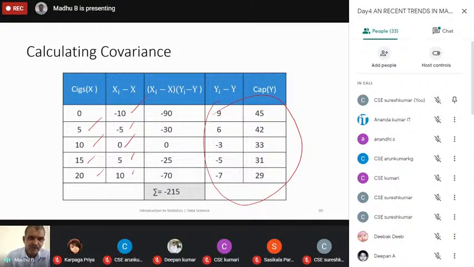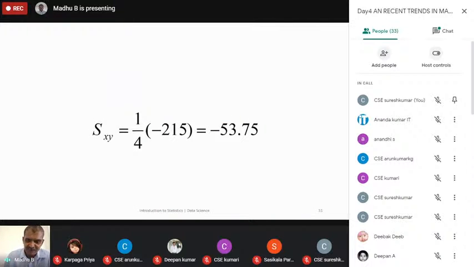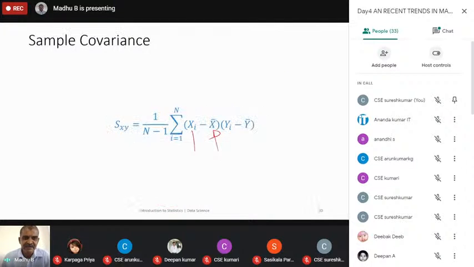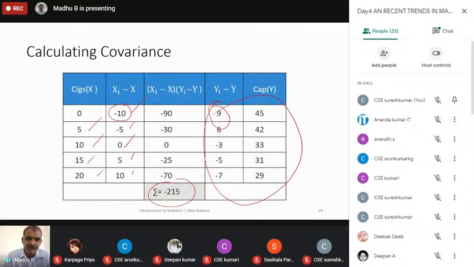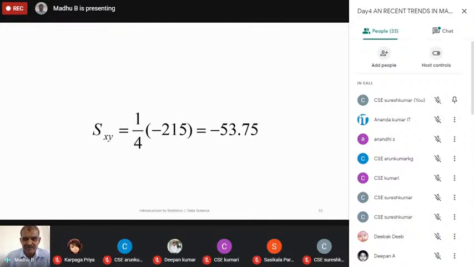Xi, then I multiply both of it. Minus 10 into my 9 is minus 90. I get the summation. Okay. So 1 divided by n minus 1. I do the computation. So 1 divided by 4 into minus 215, which is minus 53.75.